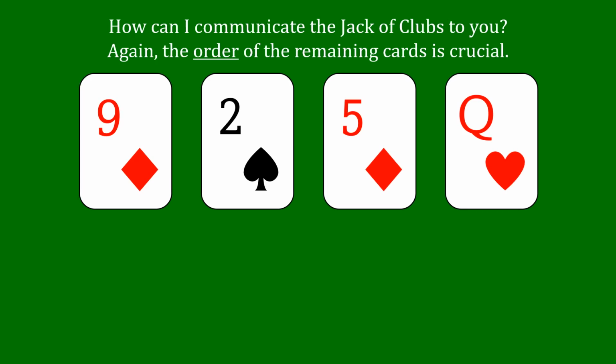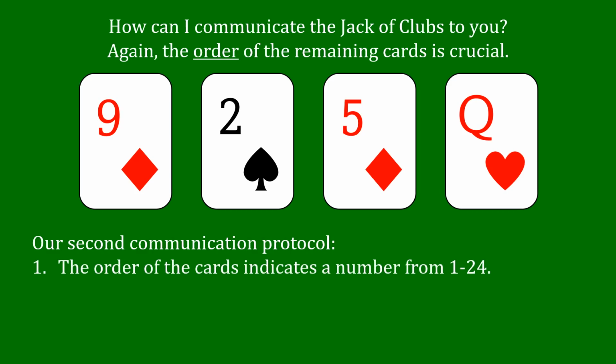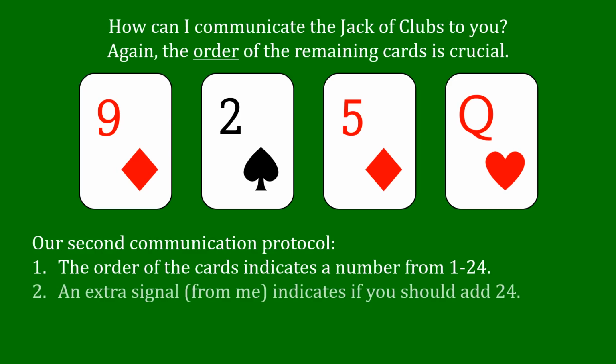For this version of the trick, we'll be using a different communication protocol, but the logic will be similar as the earlier version. Recall that last time, the first card tells you the suit, and the other 3 cards tell you a number from 1 to 6. This time, all 4 cards will work together to tell you a number from 1 to 24. Then there will be an extra signal that indicates whether or not you should add 24 to the number from step 1. This allows me to communicate one of 48 possible numbers to you. Since there are 48 cards that you cannot see, you know which card I'm trying to communicate. Let's work through some examples.